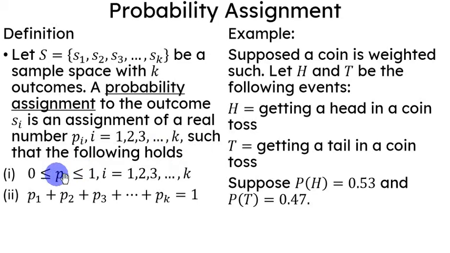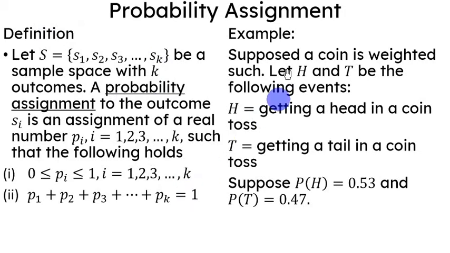That P sub i, that real number assignment, that probability assignment, is in between 0 and 1. And when we add all those probability assignments, it should add up to 1. So this is telling us that even though the events are not equally likely, if we're going to have a probability assignment, all assigned probabilities should be in between 0 and 1. And when we add all of those in the sample space, they should add up to 1.